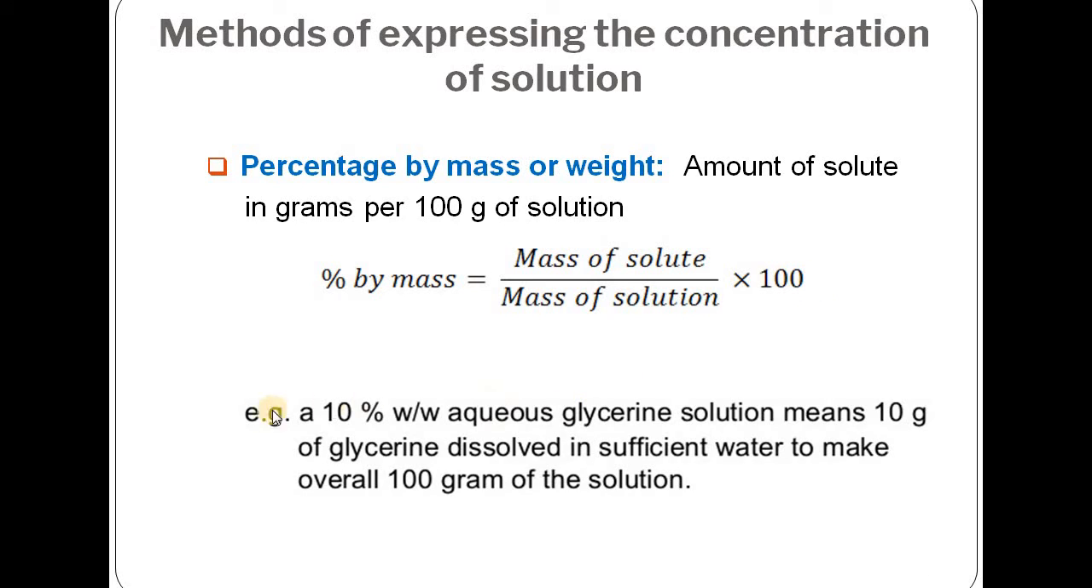For example, a 10% weight by weight aqueous glycerin solution means 10 gram of glycerin has been dissolved to give 100 gram of the solution. 10 gram of glycerin is dissolved in the water to make overall 100 gram of the solution, then we are getting a 10% weight by weight solution.